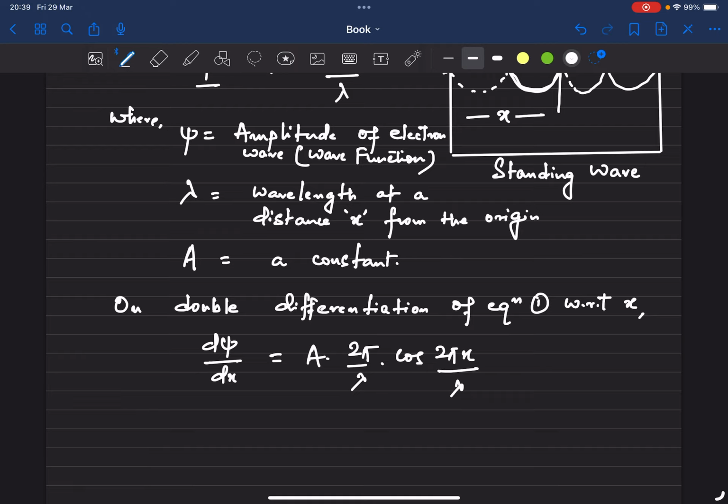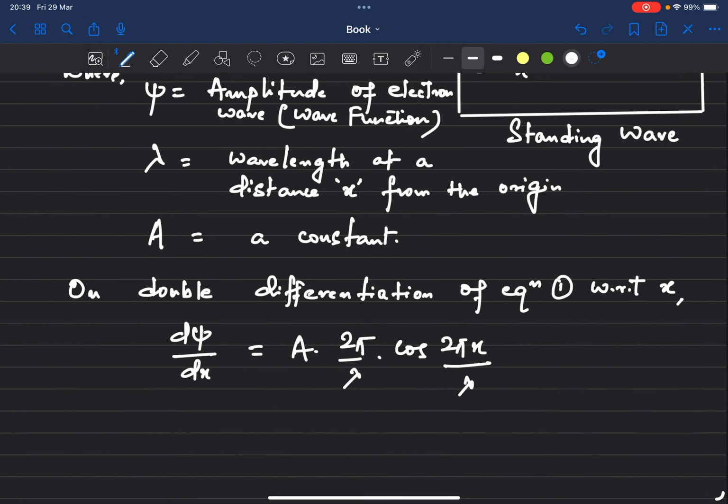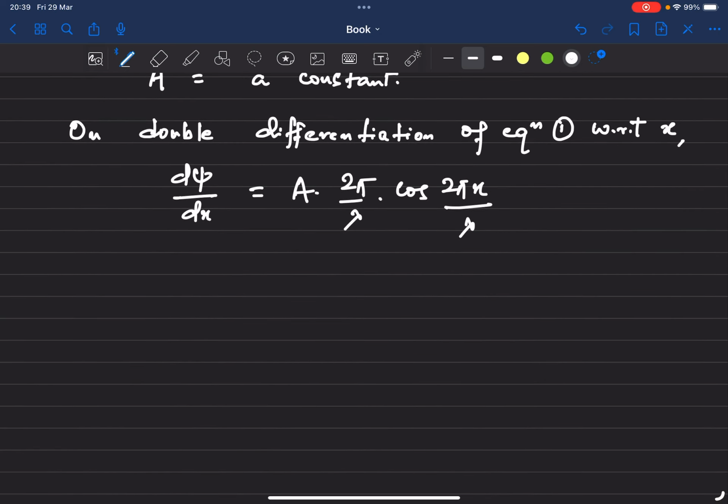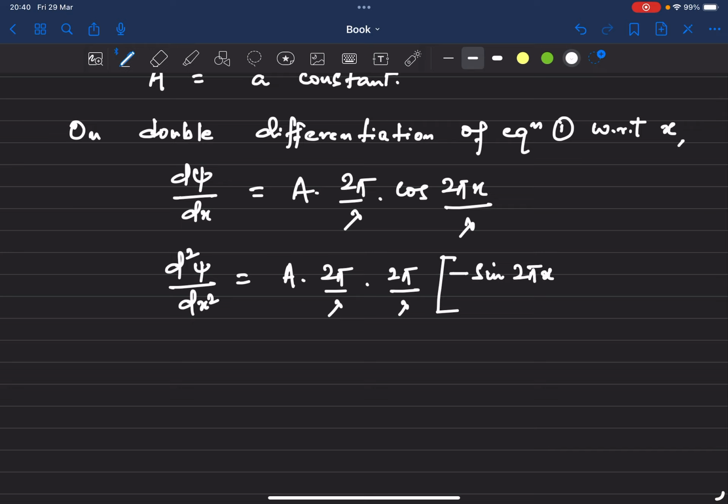Okay, so this is first differentiation. We have differentiated it only once. Now we will go for the double differentiation. When we double differentiate this particular equation, we will get d2 psi by dx square equals a into 2 pi by lambda. Now 2 pi by lambda is the constant that we have taken here after differentiating 2 pi x by lambda, into, again we are differentiating it, so differentiation of 2 pi x by lambda will be 2 pi by lambda into, now we are differentiating cos theta, so it will be minus sin theta. This will give us minus sin 2 pi x by lambda.